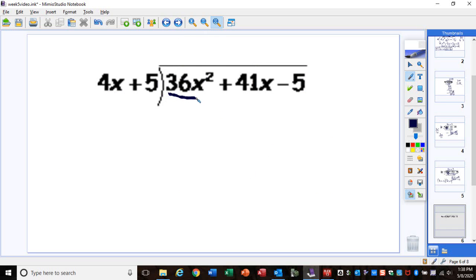36, take the first term divided by the first term. I hope most of you are kind of catching on now, and you're going to get 9x. Remember, we're going to do this on Tuesday and Thursday next week, so we'll do this live also, so you can ask me questions. But please try this yourself first. 9x times 4x.